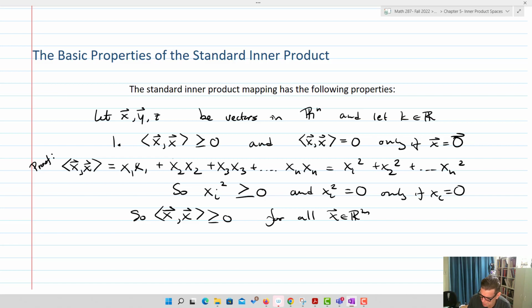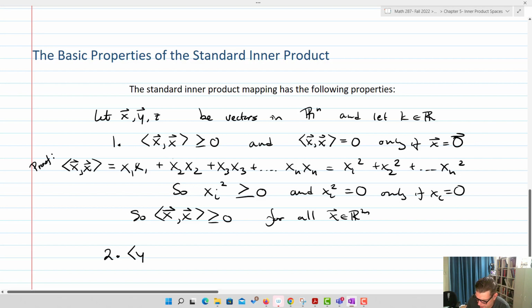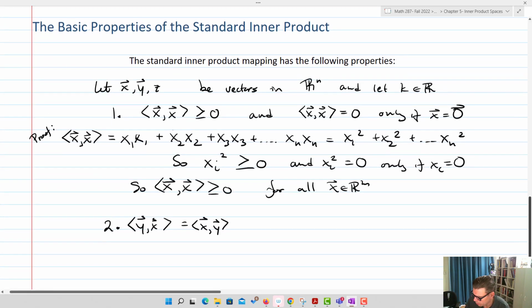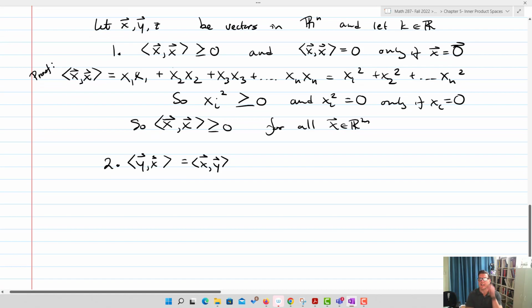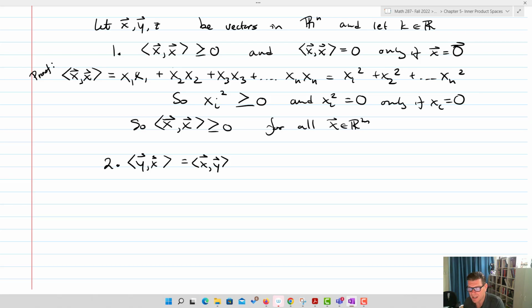Let's take a look at the second property: y dotted with x equals x dotted with y. So we have commutativity of the dot product. That's pretty important. Remember that commutativity doesn't follow for, say, matrix multiplication. We can't just commute our matrices and expect to get the same result. But in the case of the dot product, we can.